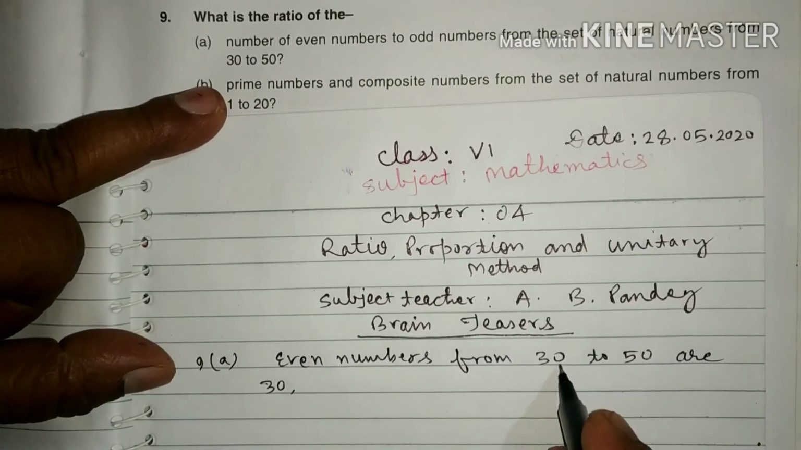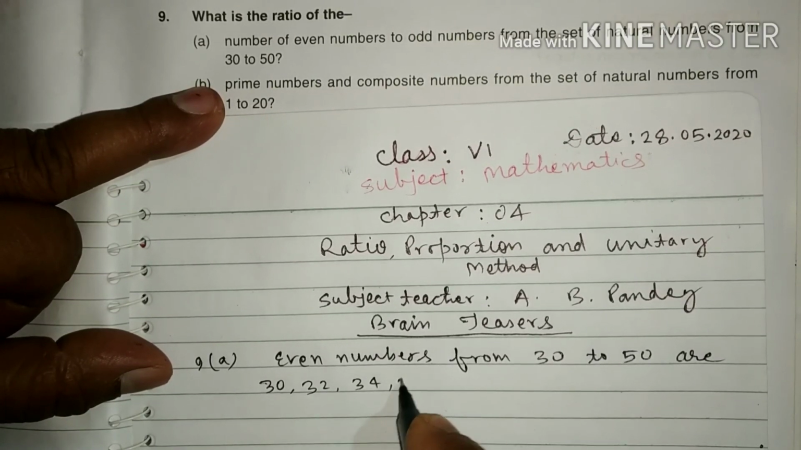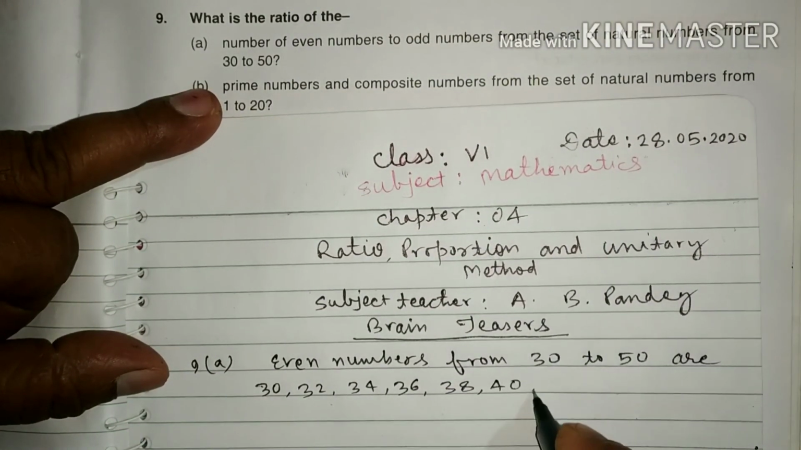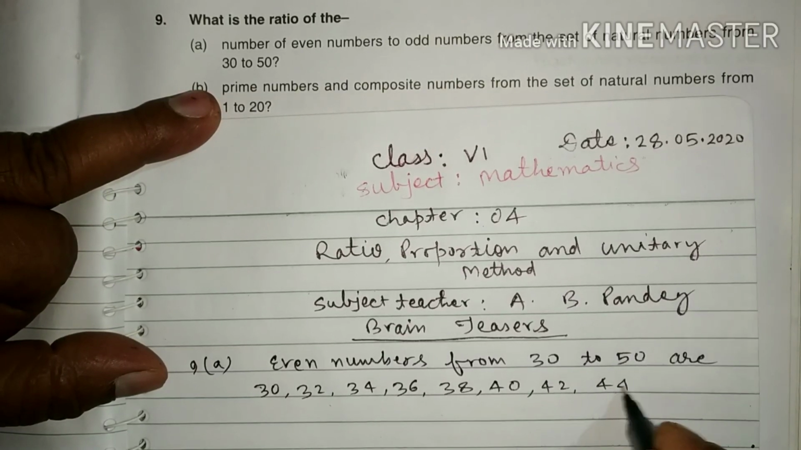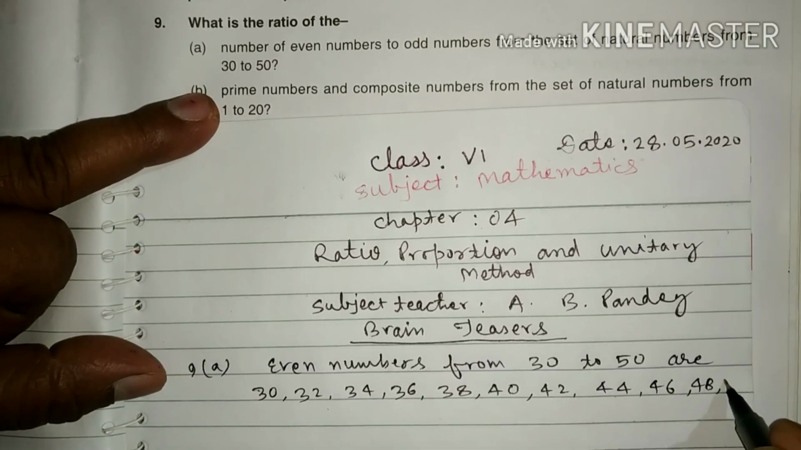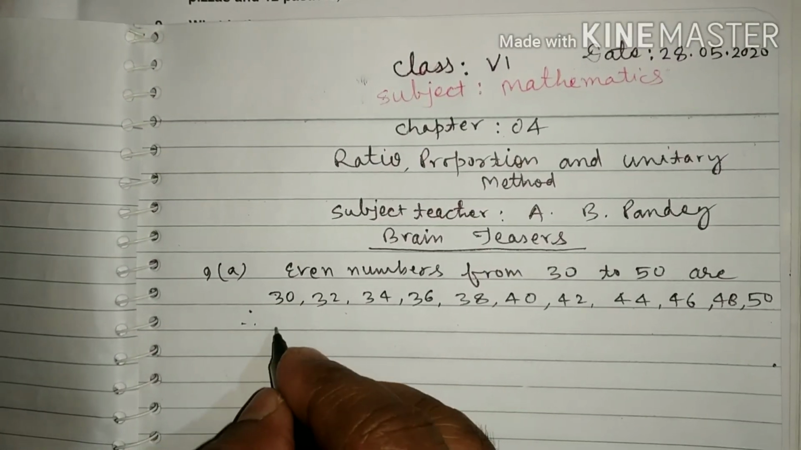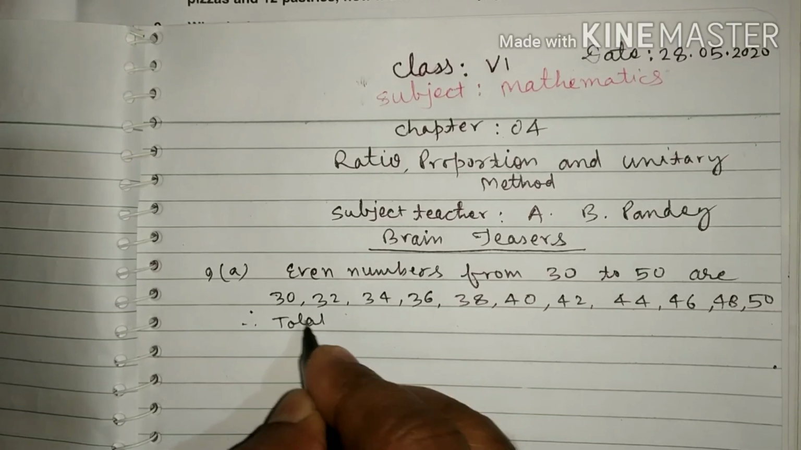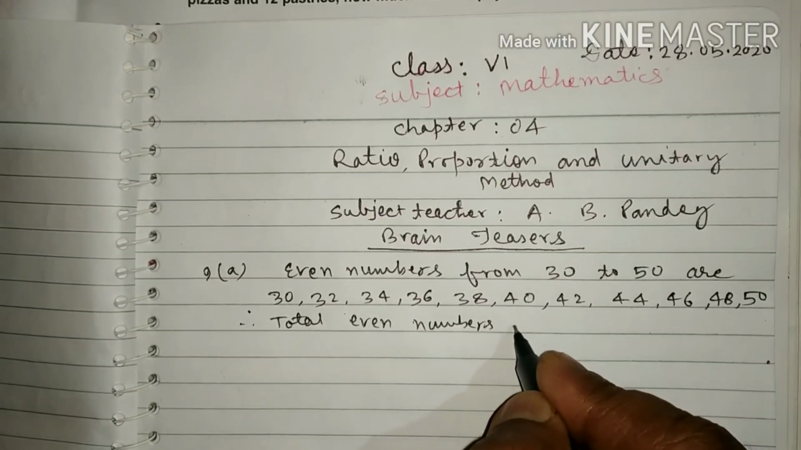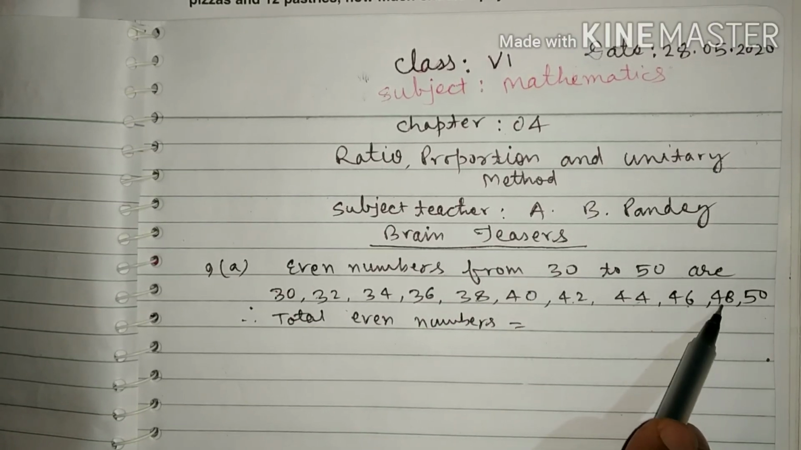Even numbers from 30 to 50 are: we start from 30, then 32, 34, 36, 38, 40, 42, 44, 46, 48 and 50. Therefore total even numbers equals 1, 2, 3, 4, 5, 6, 7, 8, 9, 10, 11.